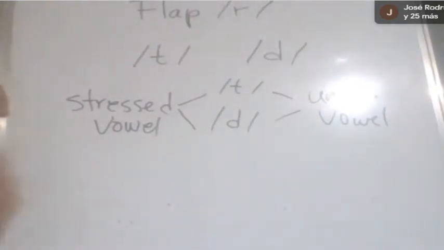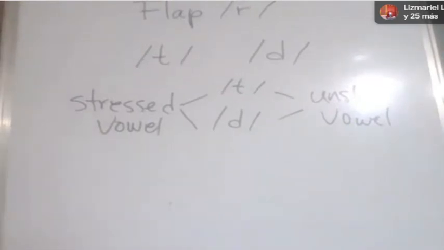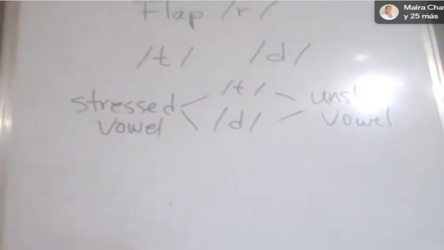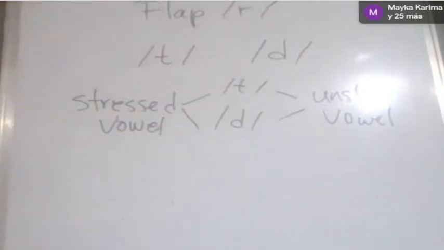Okay? What happens then when you have this environment? When you have this environment, the t and the d change the pronunciation, or can change the pronunciation. Obviously, this is a complementary distribution because you know the environment. However, it is also free variation because not everybody pronounces that.